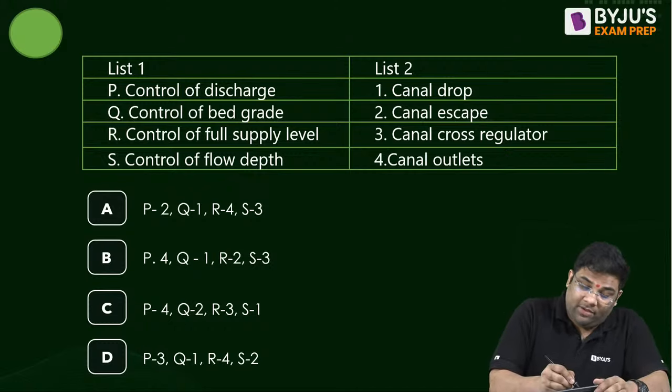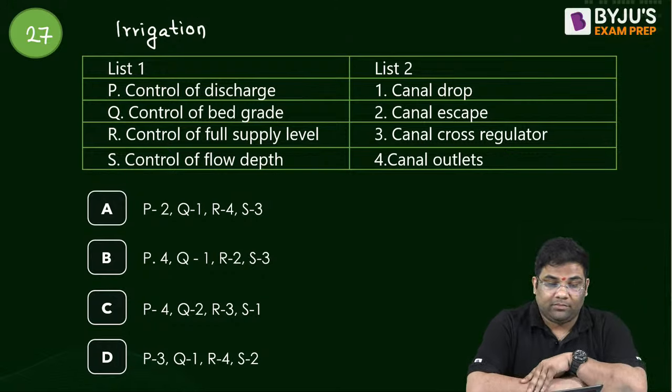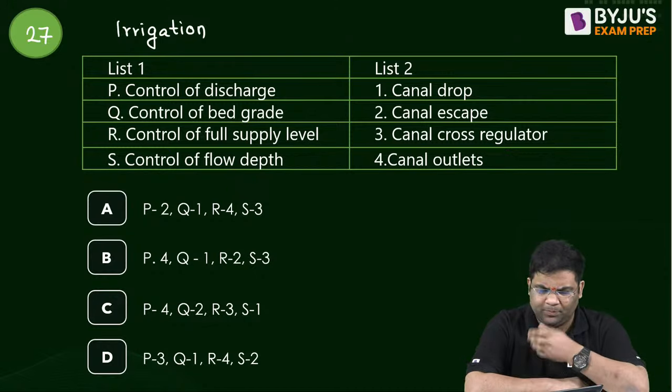Straightforward. Question number 27, on irrigation engineering, canals and their control. Please answer this question. C. A. C. B. Anybody D?